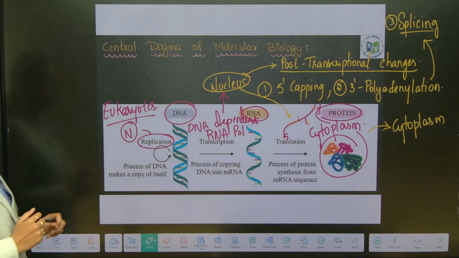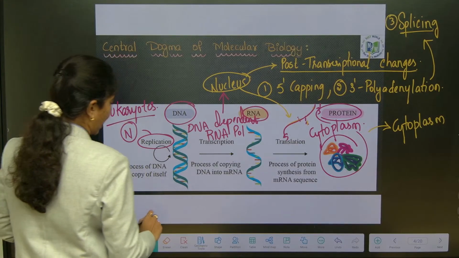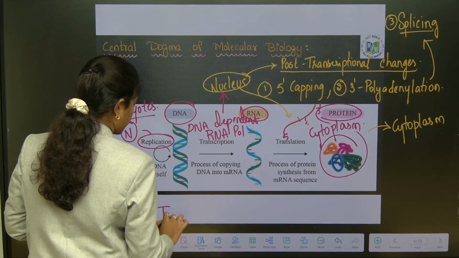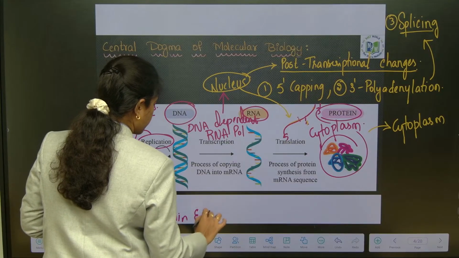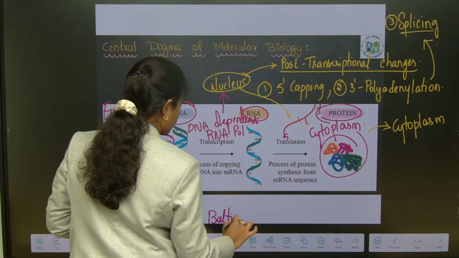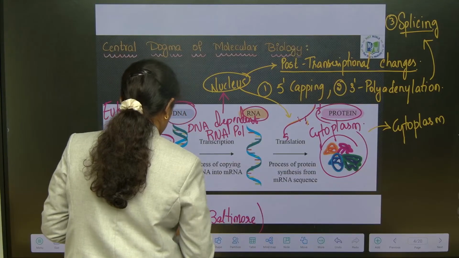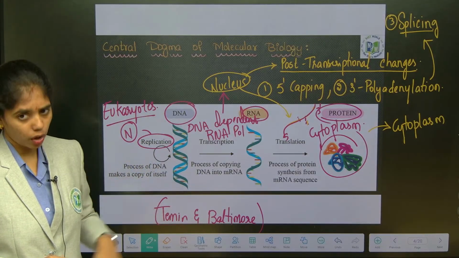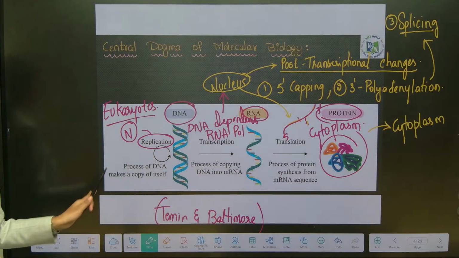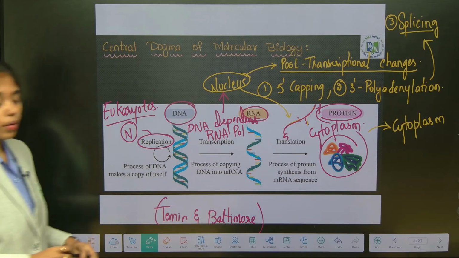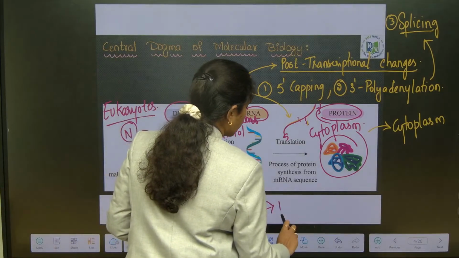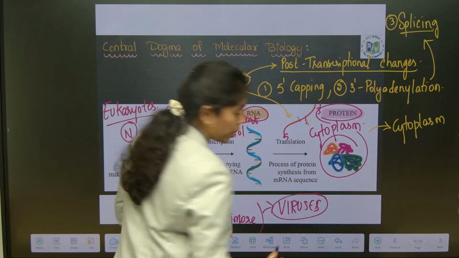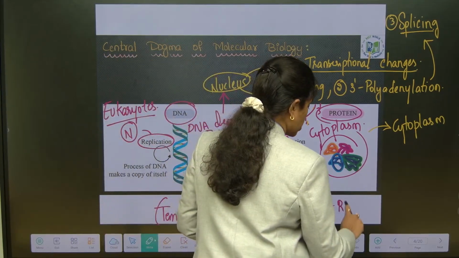Now, it is the scientists Temin and Baltimore. What they did was identify, not in a prokaryotic cell, but in some viruses, reverse transcription, in viruses where RNA is the major genetic material.